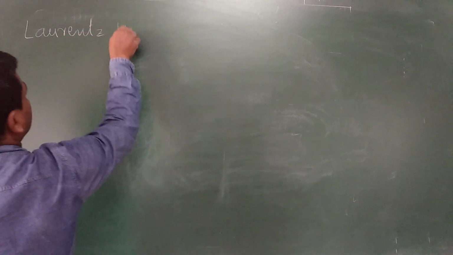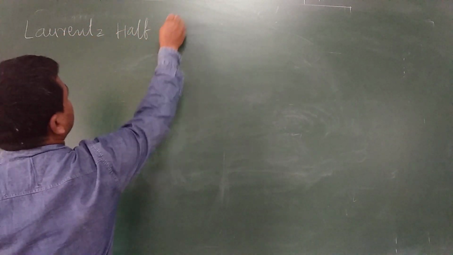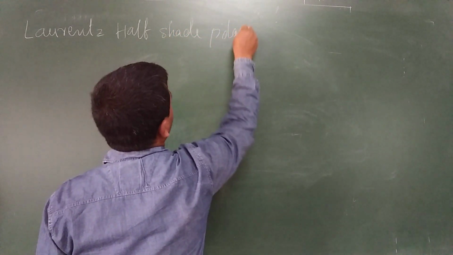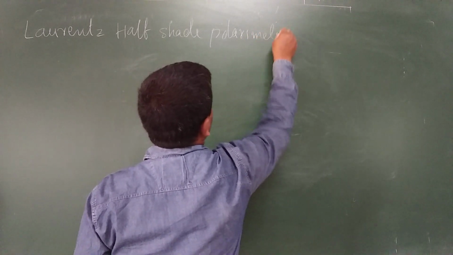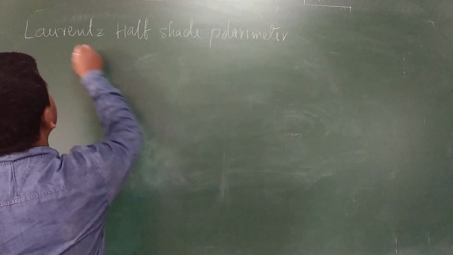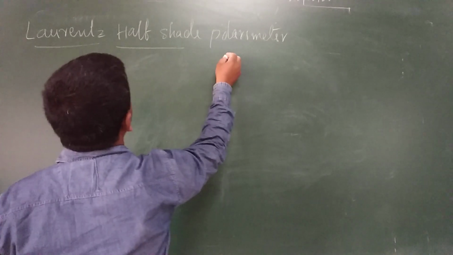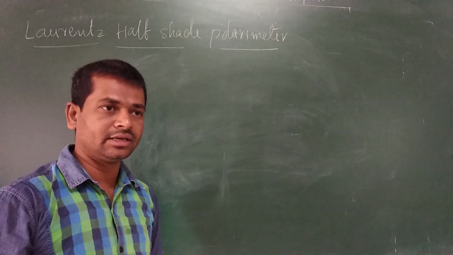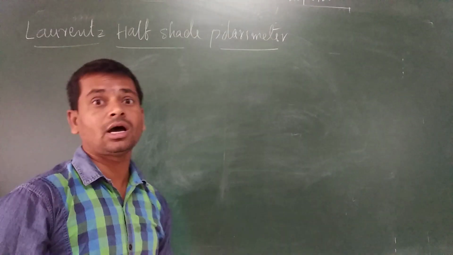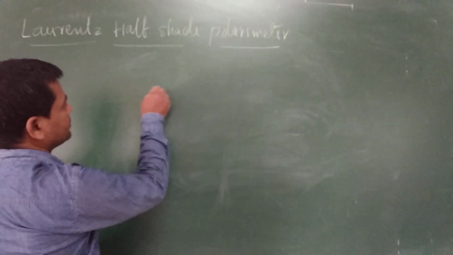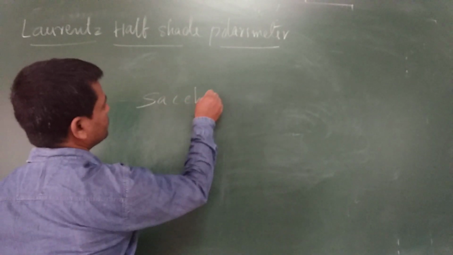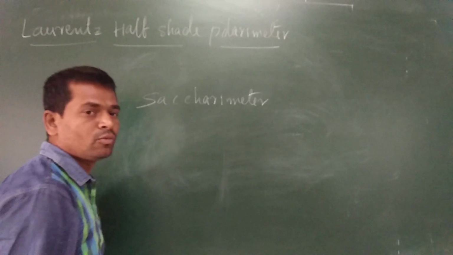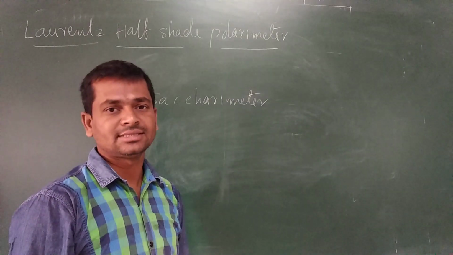Laurent's half-shade polarimeter. So this is the Laurent's half-shade polarimeter, and Laurent's polarimeter is also called a saccharimeter.